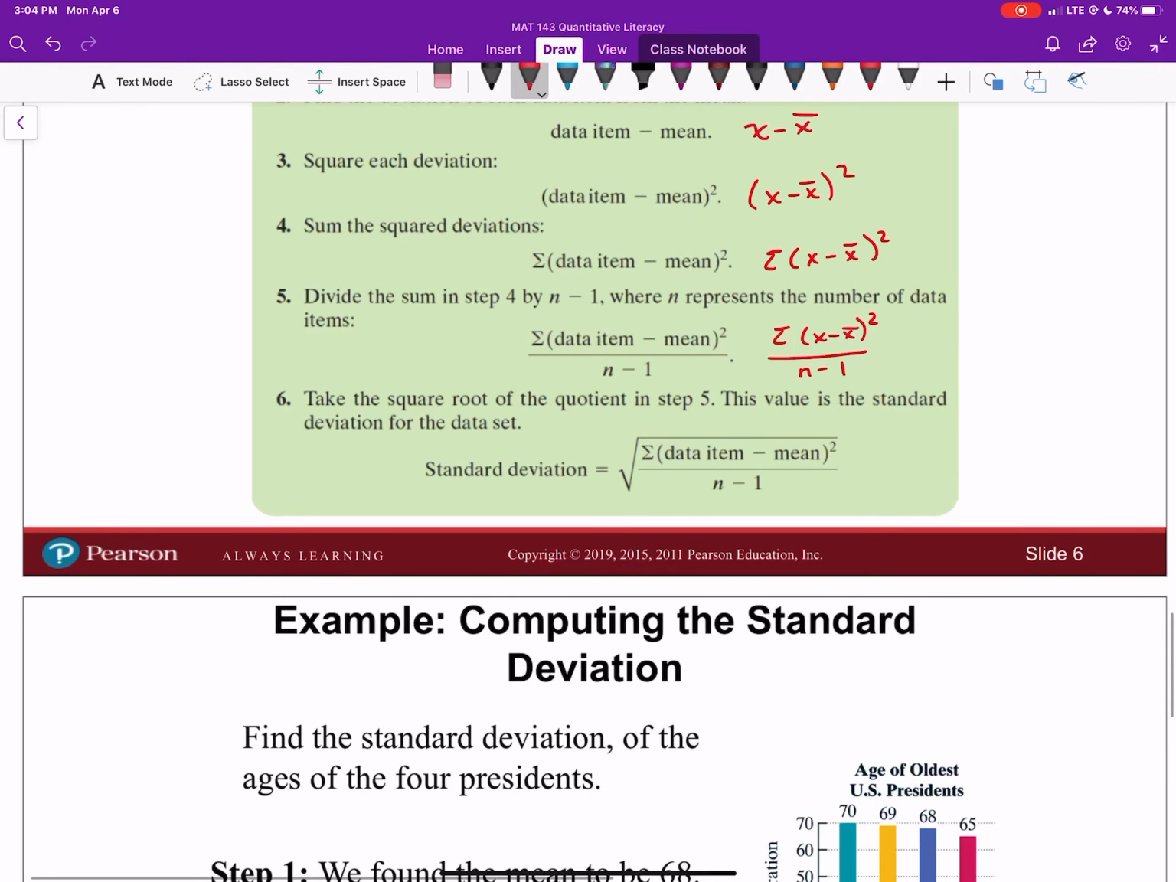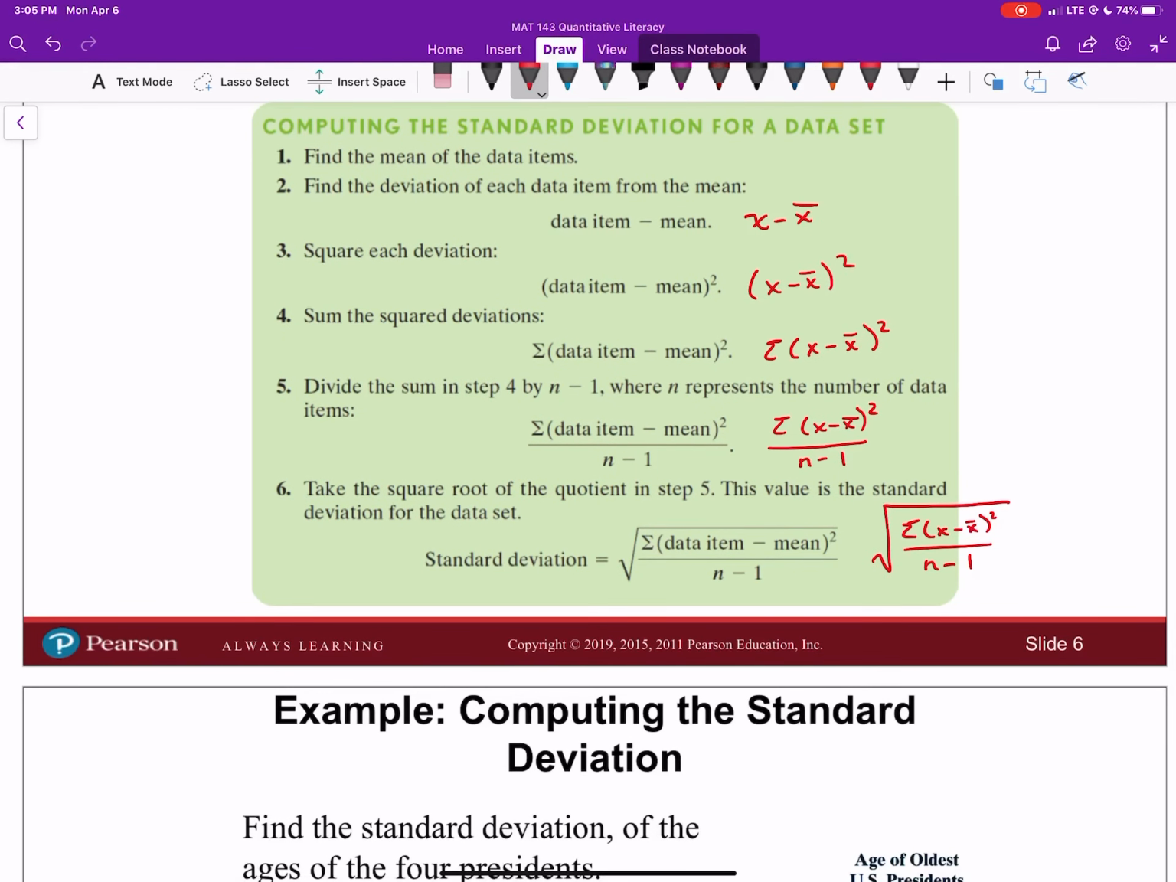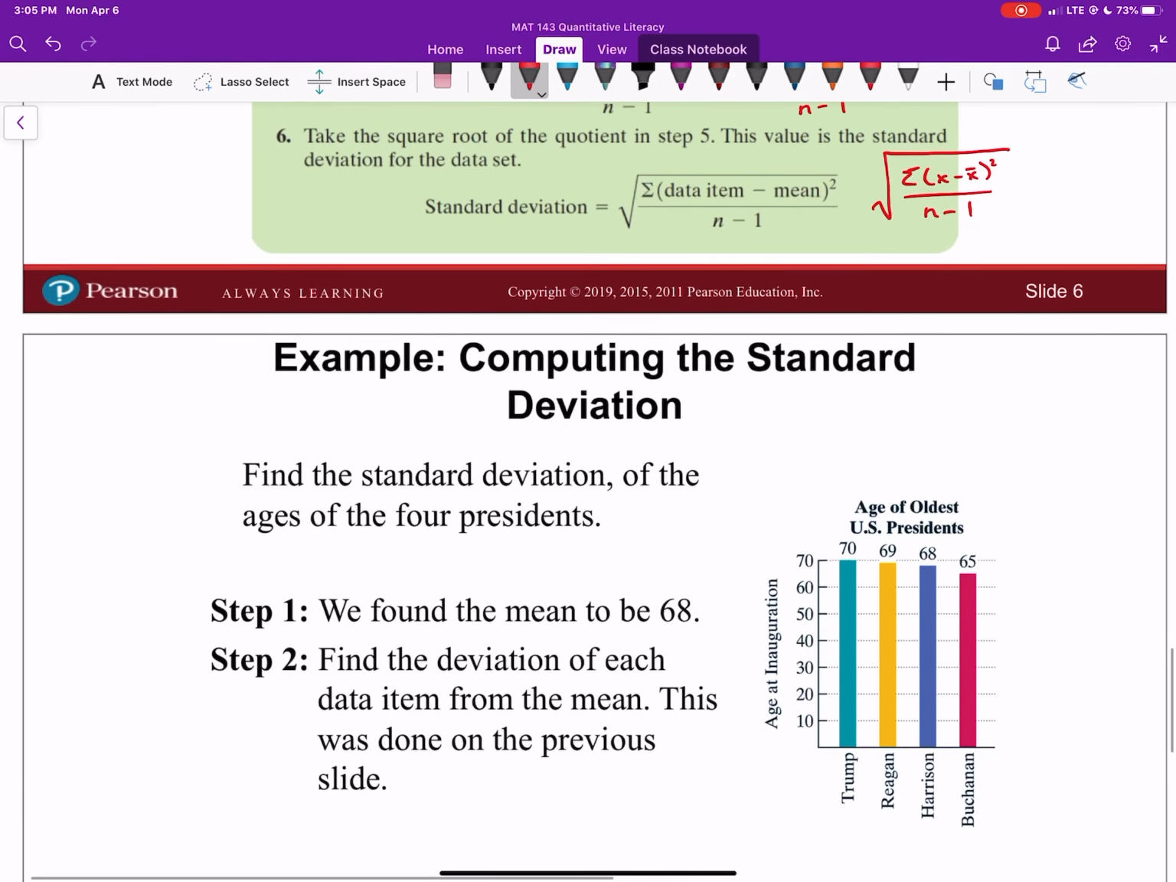Therefore, if I were to rewrite this, it would be the square root of the summation of x minus x bar squared all over n minus 1. That's just another way of writing it. As you see, they got it written out in words, and I wrote it out with what they represent. x represents the data item, and x bar represents the mean. So let's go through a problem.